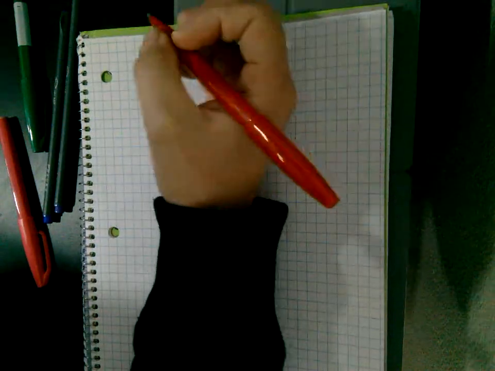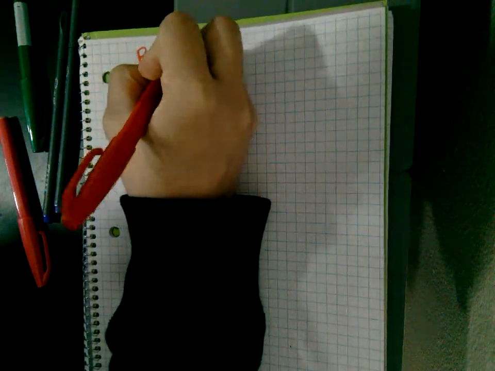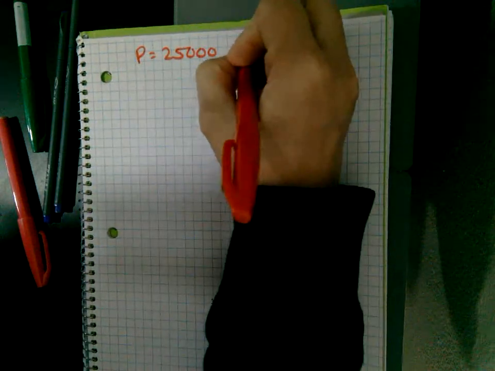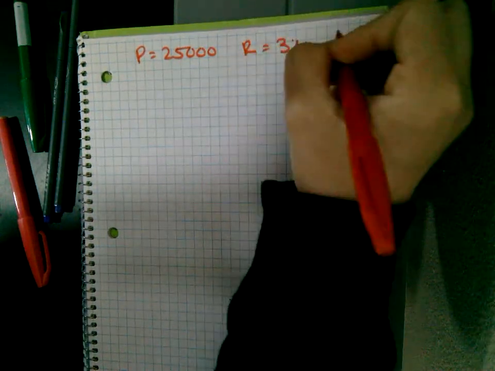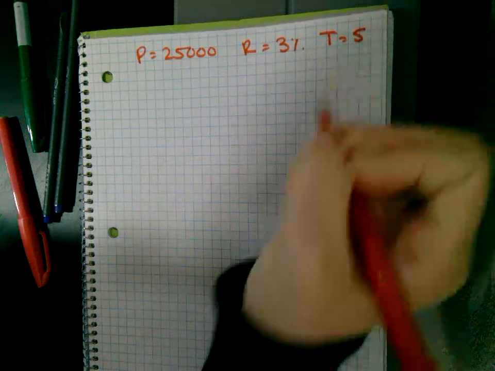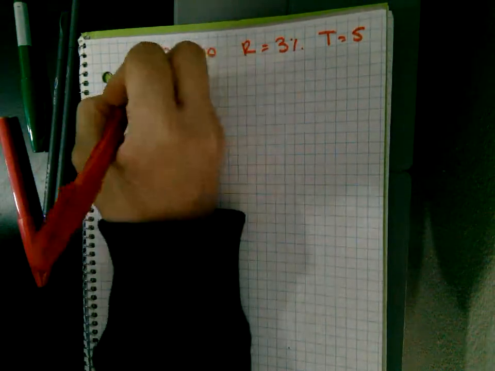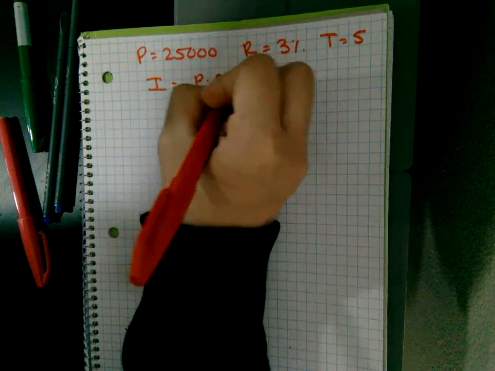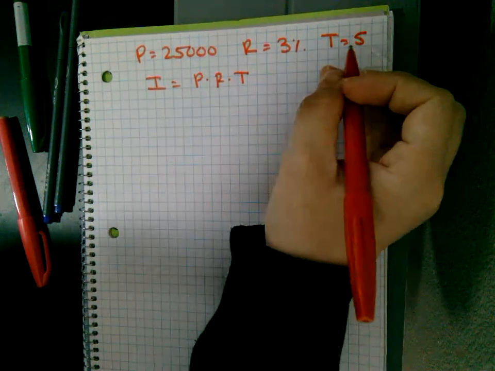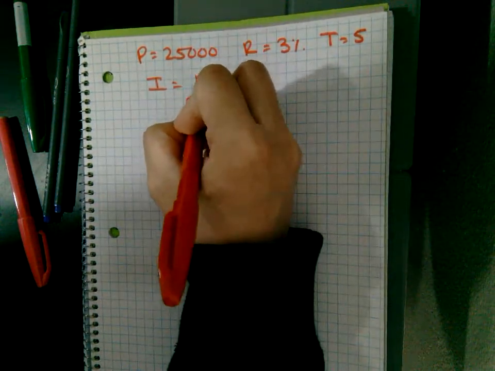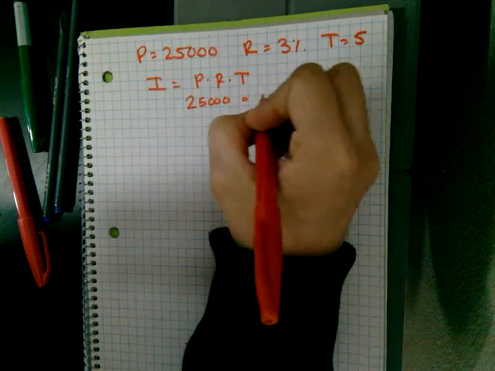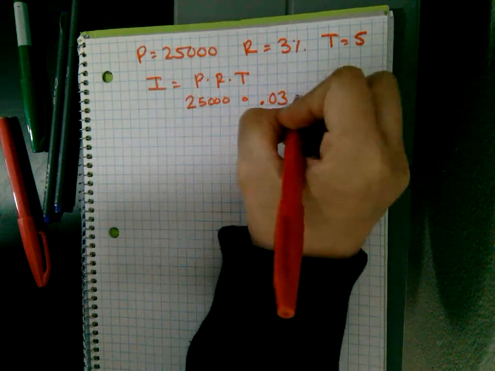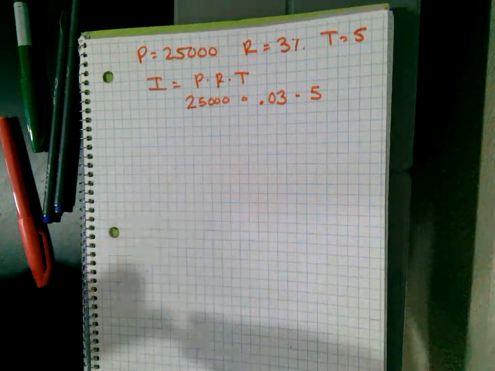So the principal is 25,000, the rate is 3%, and the time is 5 years. So the interest, remember, is PRT. So I have to multiply these 3 numbers. I have to multiply 25,000 times 0.03 times 5.